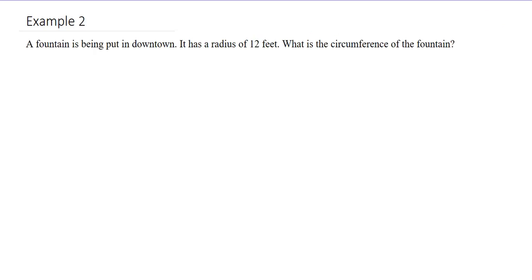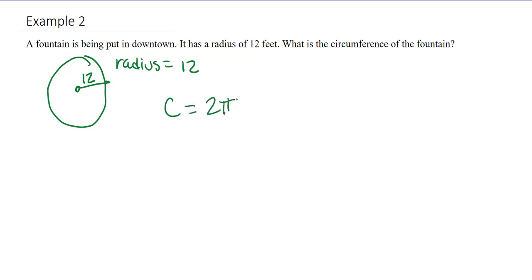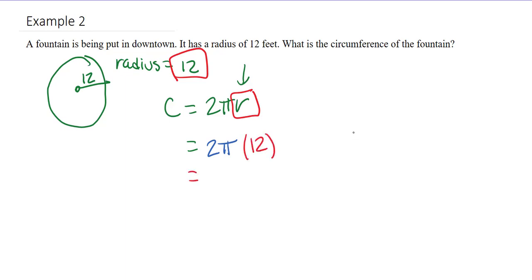Example 2. A fountain is being put in downtown. It has a radius of 12 feet. What is the circumference of the fountain? So let's draw this fountain. We have a radius of 12, so our radius is equal to 12. Let's look at the circumference as 2 pi r, because we have the radius here. In the previous example, we showed it with the 2 just to get to the same answer. Now, 2 pi r, with 12 going into r: 2 pi 12. And I'm also going to show it as 2 times 3.14 times 12.